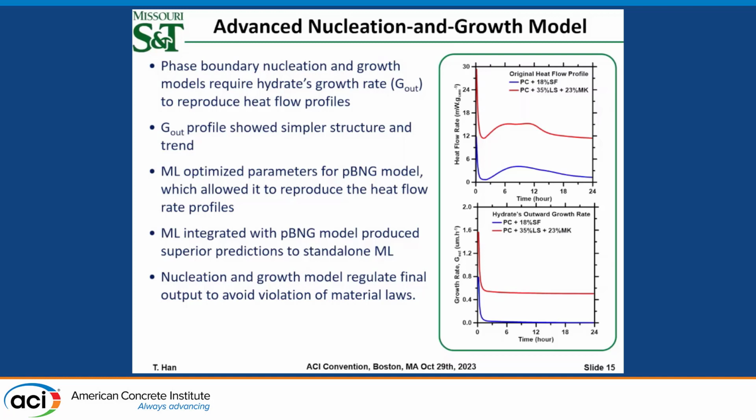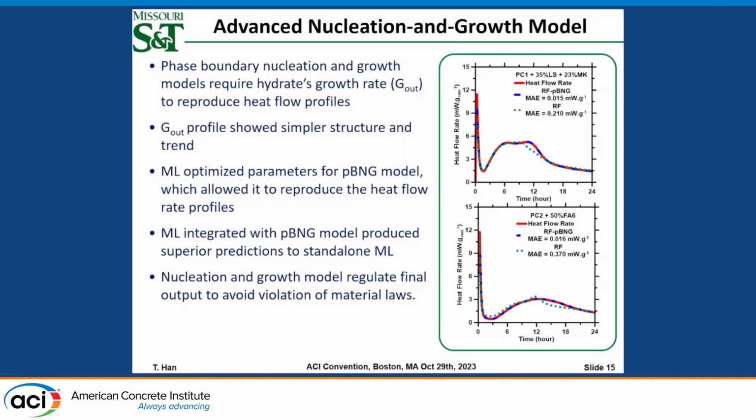You can compare their two profiles. So you can see the heat flow rate profile is much more complex than the growth rate. In the heat flow rate profile, you can see the peak, the inflection point, where the trend changes direction. So it's very complex. The machine learning can capture some trends, but not all of them. But the growth rate profile is much easier. It's very high at the beginning and then decreases. Very simple structure. Machine learning can easily capture it.